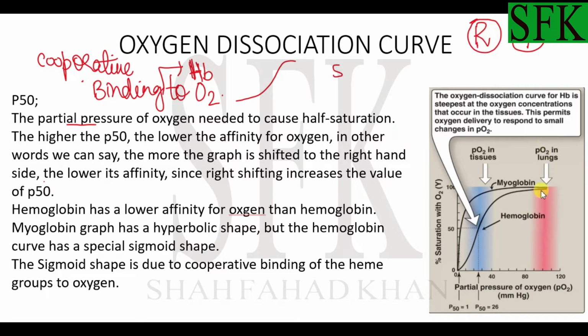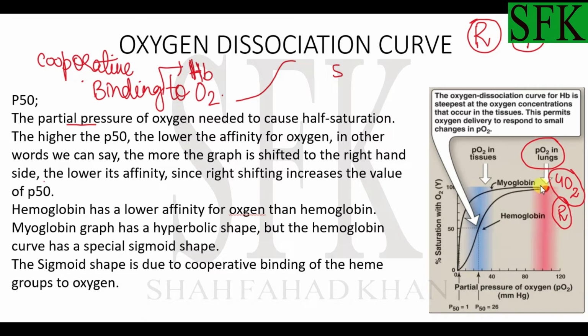Now, if we start out from here, from the partial pressure of oxygen in the lungs, the hemoglobin gets 100% saturated, meaning all four molecules of oxygen have been accepted by the hemoglobin, and it has attained its full R conformation right over here in the lungs.